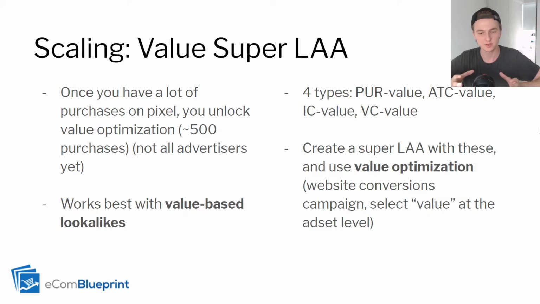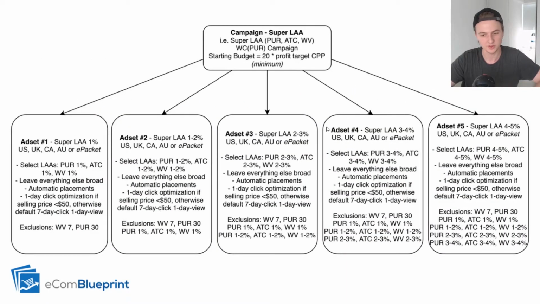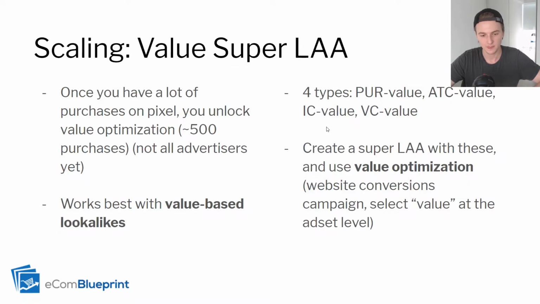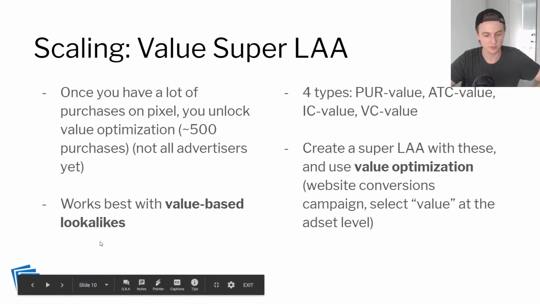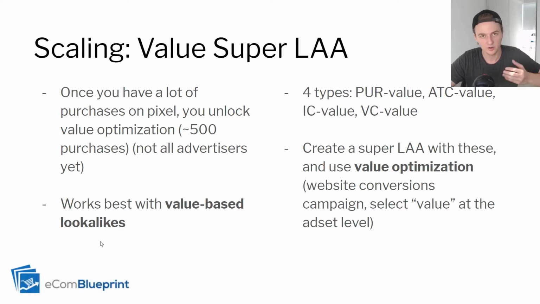Right, so another cool type of campaign that you can use for scaling is value-based super lookalikes. This is the exact same thing as the super lookalikes I just showed you, but using value-based lookalikes. Value-based lookalikes use the value on your pixel. So when someone buys, Facebook knows that they bought, but also what they bought, how many items, and what the value of the purchase was. Using value-based lookalikes, Facebook looks for people that are likely to spend a lot on your website.